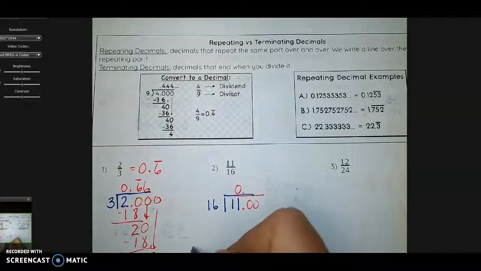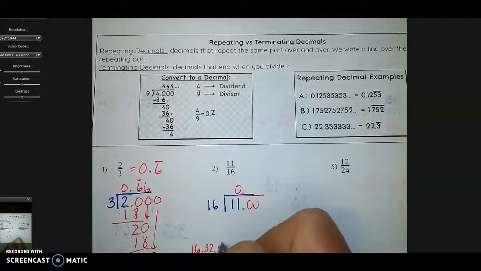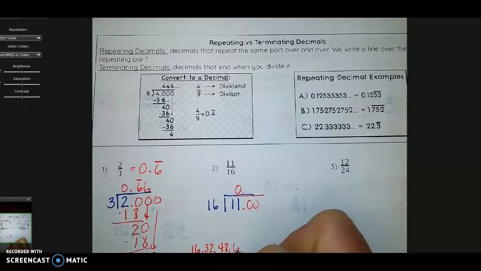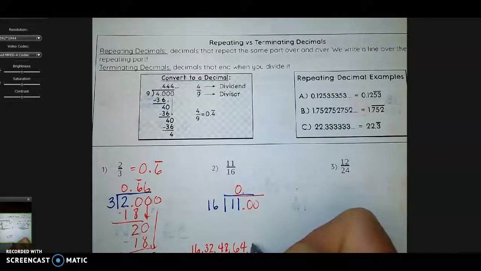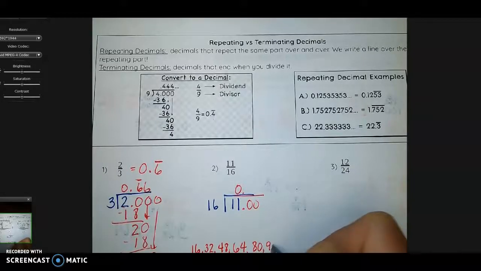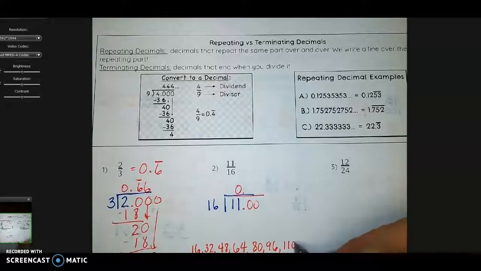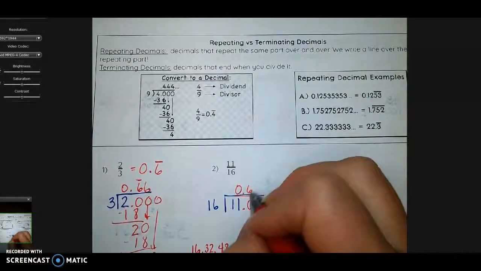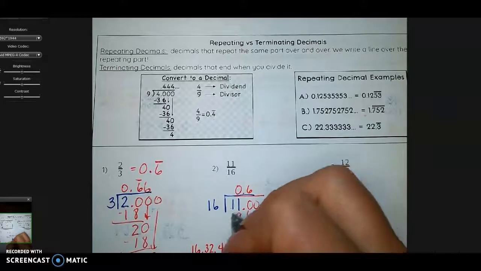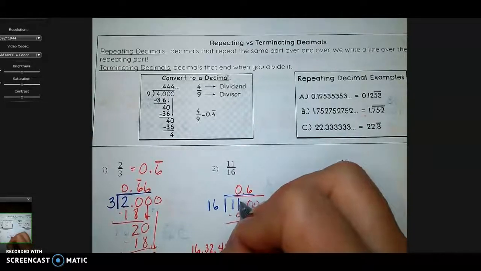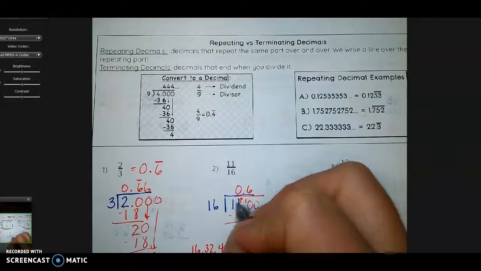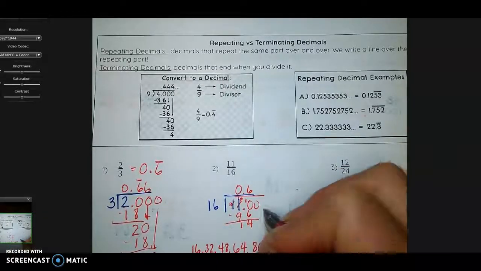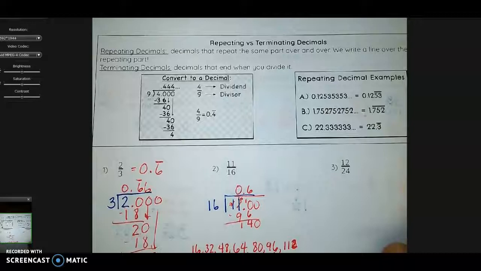So let's take a look at that. 16, 32, 48, 64, 80, 96, 110. Oh, no, sorry, that would be 112, wouldn't it? That's what threw me off. So 1, 2, 3, 4, 5, 6 times gets me to 96. And when I subtract, I'm going to have to borrow. And I get 14 left over.